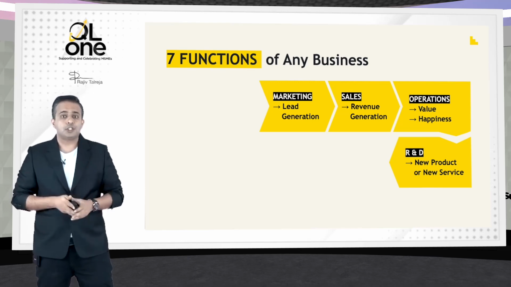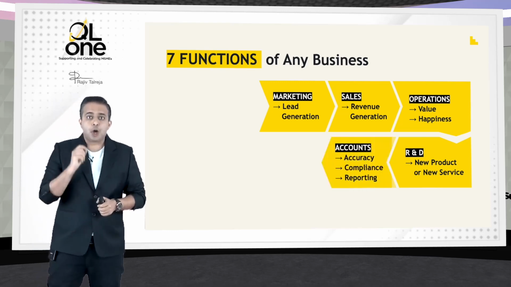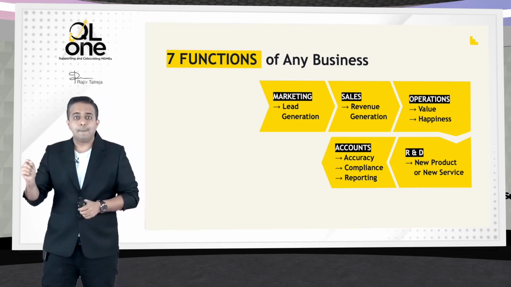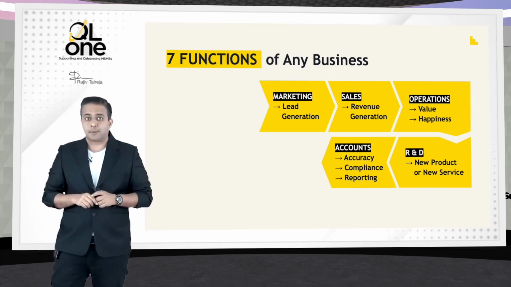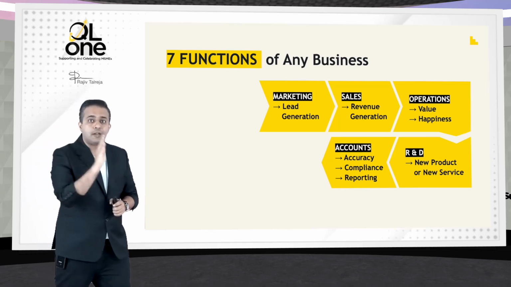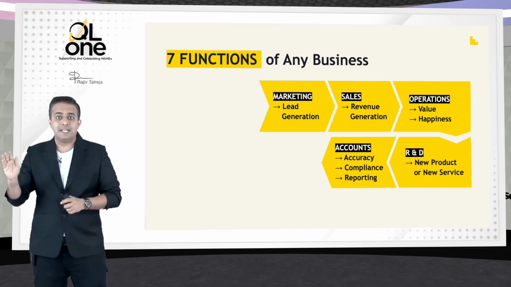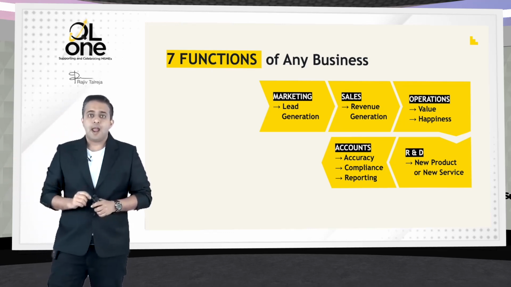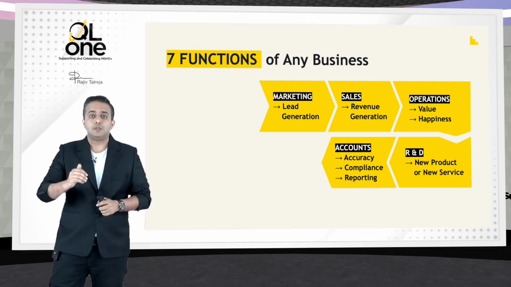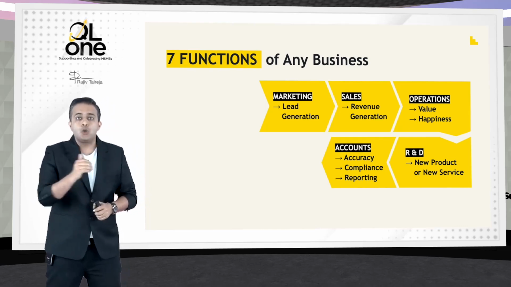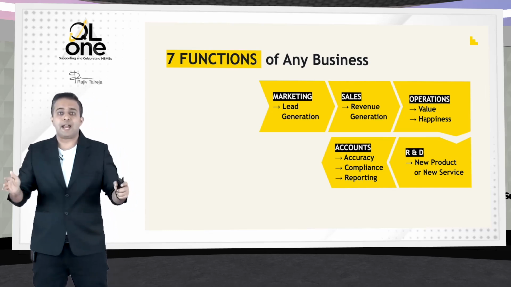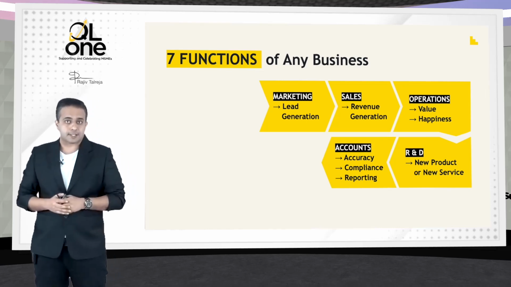The fifth function is accounts. And the job of accounts is to maintain accuracy of data being captured of the financial transactions of the business, is to make sure there is compliance as a business by following the rules and regulations laid out by the government and paying our taxes on time. And the third job of accounts is to make sure that reports are submitted to the management on an ongoing basis for the management to make the right decisions based on the financial situation and data of the business.